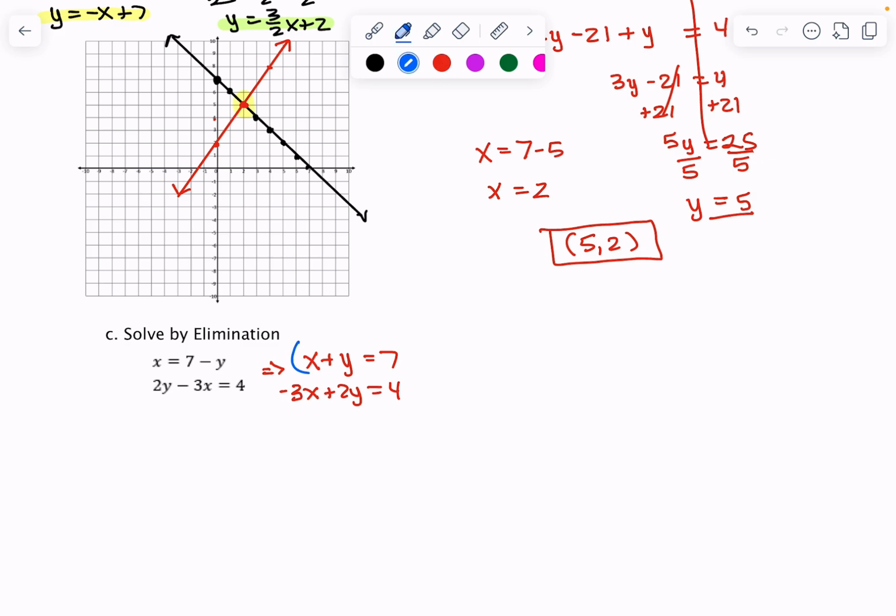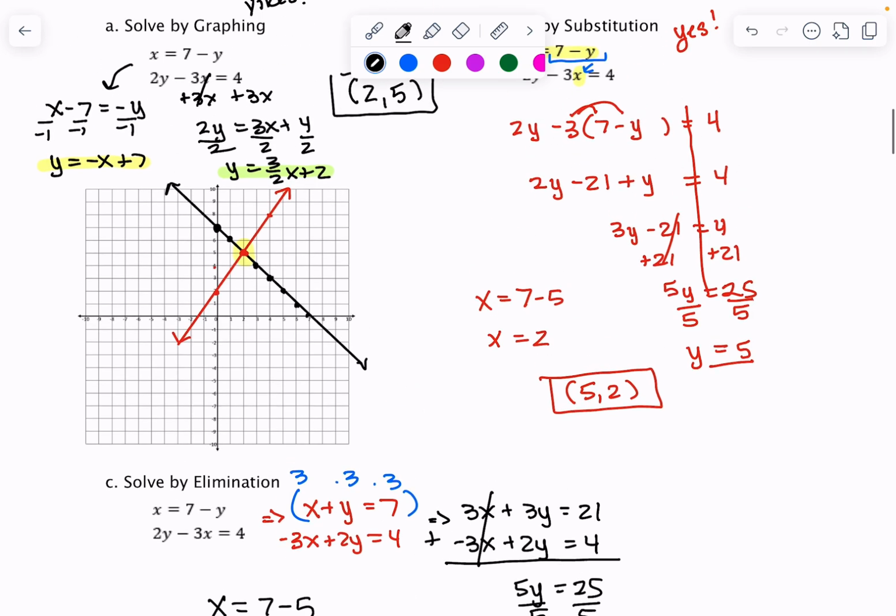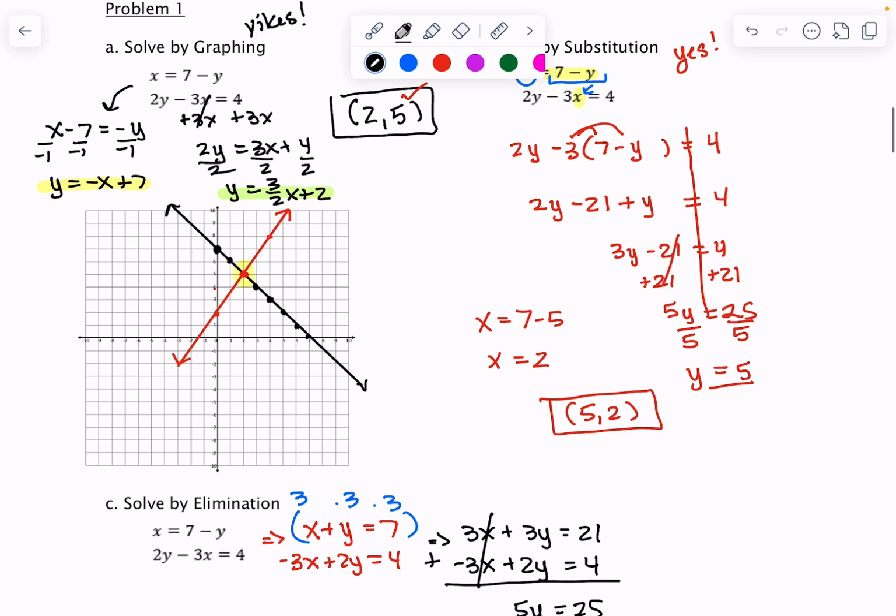I'm going to have to multiply this top equation by 3 to get the x's to cancel out. So 3x plus 3y equals 21. And then negative 3x plus 2y equals 4. Add these together, 5y equals 25. And notice I still get that 5 for my y. When I plug that in, I get x equals 7 minus 5, and boom, there's my x equals 2. It was still kind of a pain, though, because I still had to get those x's and y's to line up. So in this case, when you have a variable alone, like this x right here, substitution is the way to go.